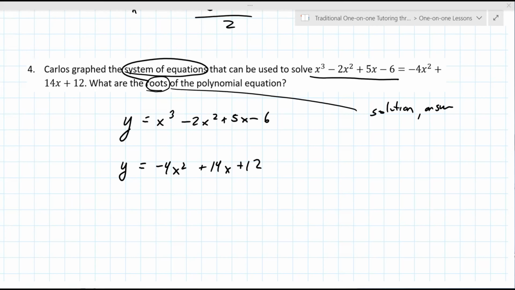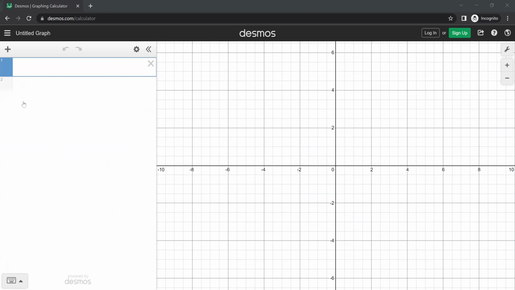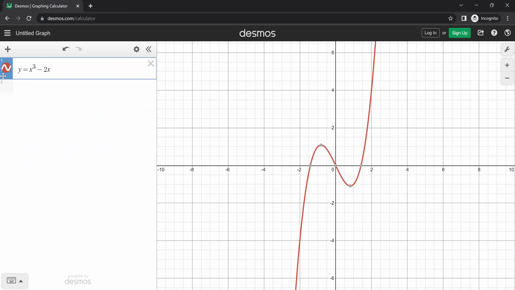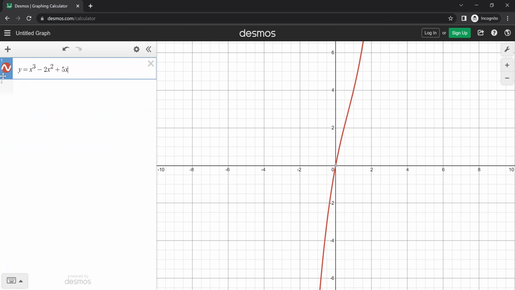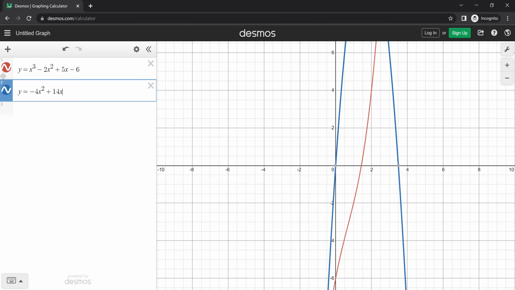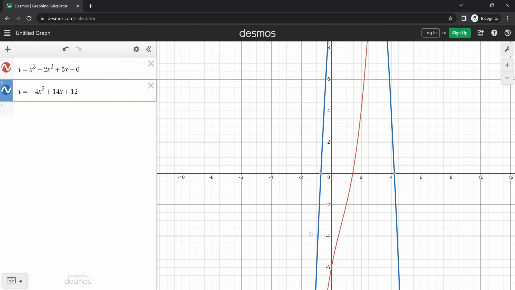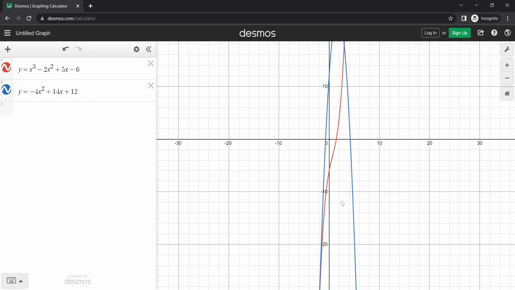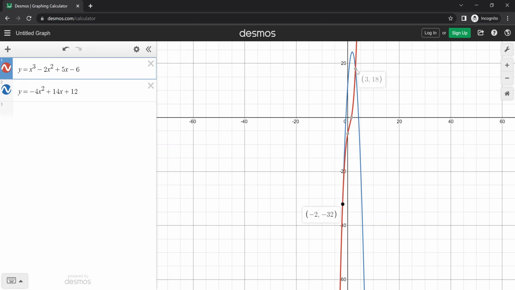Let me just share my screen and show you how you might do this. Right. So if you're seeing my screen, you're seeing a graphing calculator. Okay, so y equals x cubed minus 2x squared plus 5x minus 6. And then the next one is y equals minus 4x squared plus 14x plus 12. All right, so I'm zooming out now and I'm trying to figure out where these things intersect. Looks like there's 2 intersection points there. Do you see that?